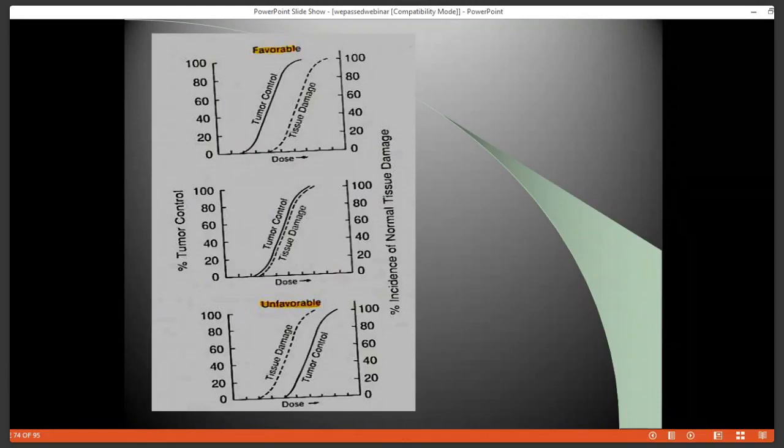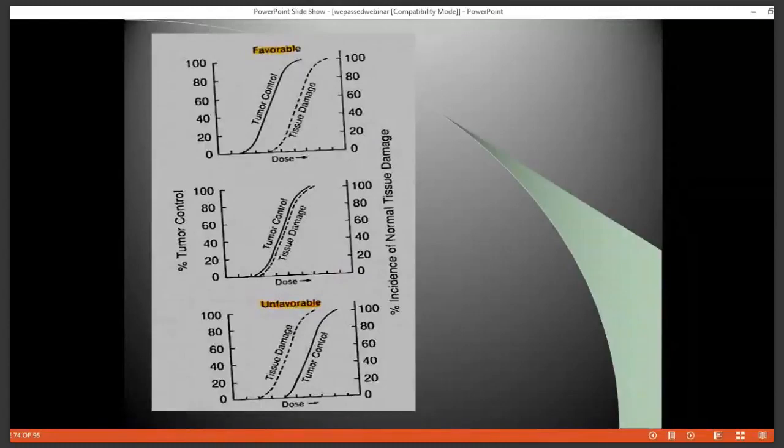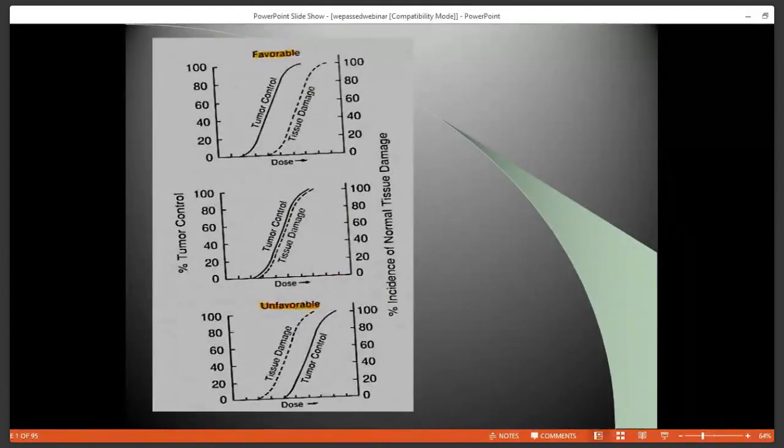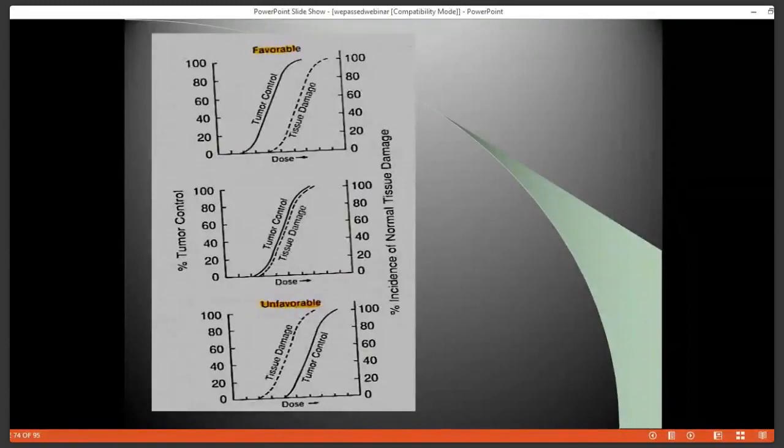But in this case, their radiation doses tend to damage the tissues long before we get tumor control. Now, the center graph really tells the tale of radiation therapy, where the tumor control curve and the tissue damage curve are very close, right? And so as dose escalates, yes, you're getting tumor control, but you're also getting a corresponding amount of tissue damage. Of course, this is the scenario that plays out most often, as opposed to the upper favorable and the bottom more unfavorable curves there.